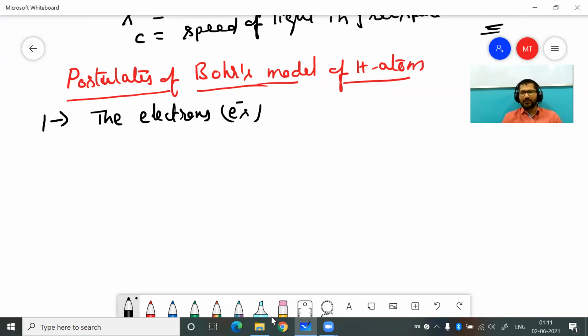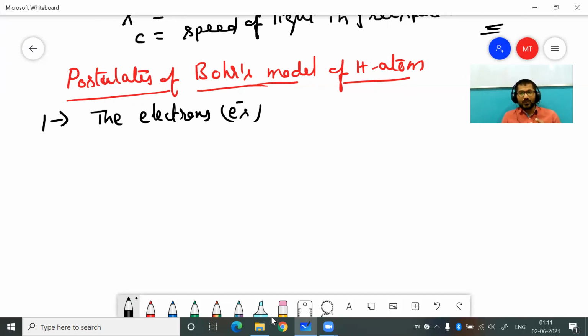So what he proposed in the postulates is that the electrons revolve around this positively charged nucleus in certain discrete allowed circular orbits.